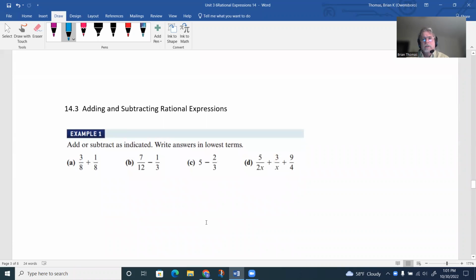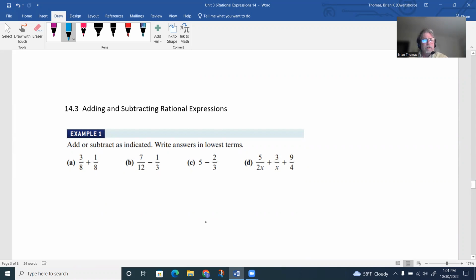So the next thing we want to get into is adding and subtracting rational expressions. So in other words, adding and subtracting fractions. So remember, we have to have what's called like fractions. To have like fractions, we have to have a common denominator. And then all we have to do is add the numerators.